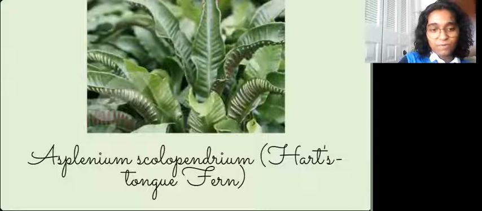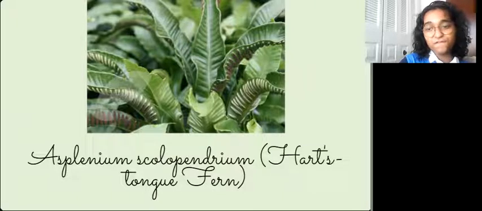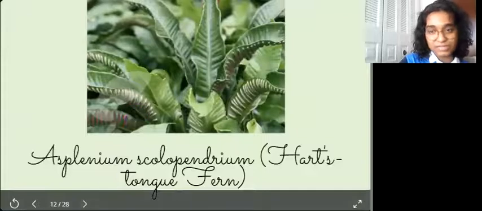Asplenium scolopendrium, or I'll just call it hart's tongue fern. Hart's tongue fern is used in folk medicine as a spleen tonic. So it's good for our spleen. It's used as a spleen tonic.